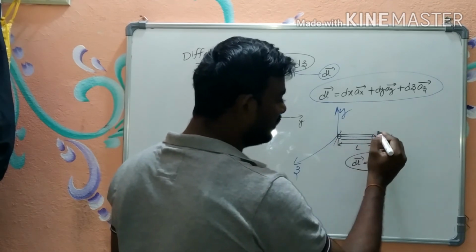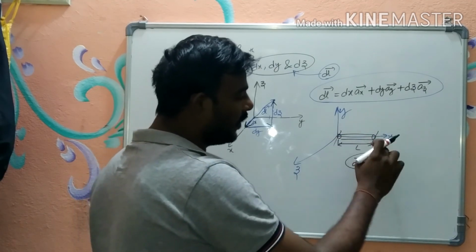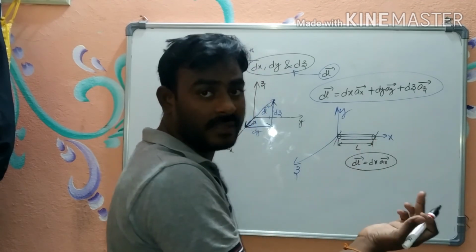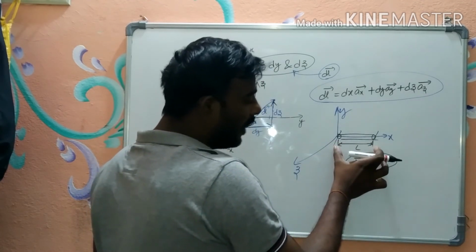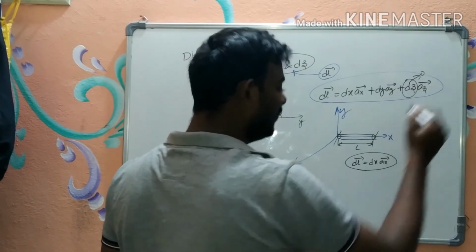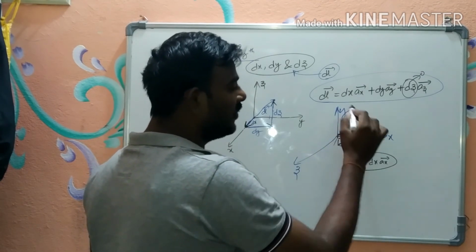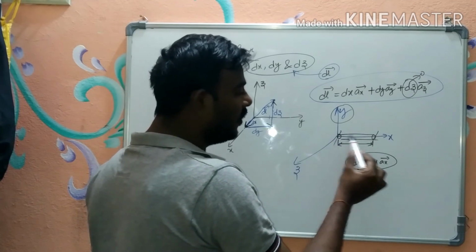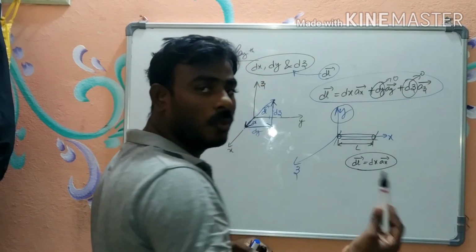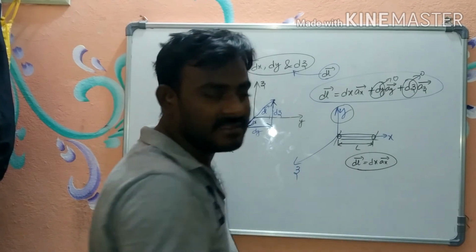Because from this point to this point, there is no variation in y, because the y value is 0 from this point to this point. Similarly, the z value is also 0 from this point to this point. So in between the two points, there is no variation in z. Hence, dz is 0 for this problem. And there is no variation in y, because y is 0 here and 0 here, hence dy is also 0. You have only the variation in dx, hence I am writing dl bar as dx ax bar.